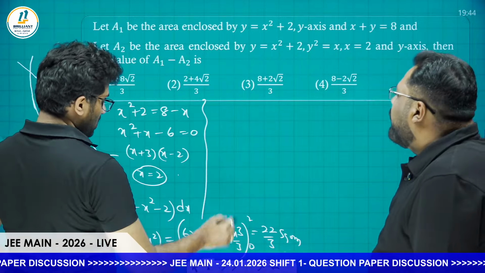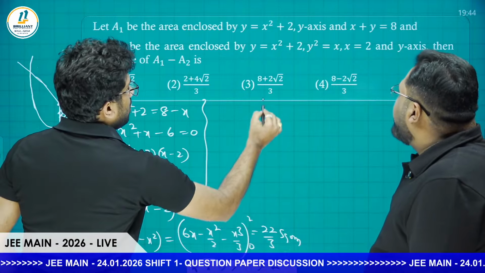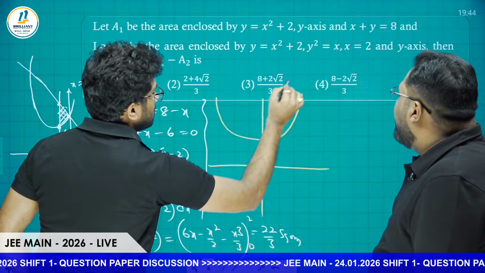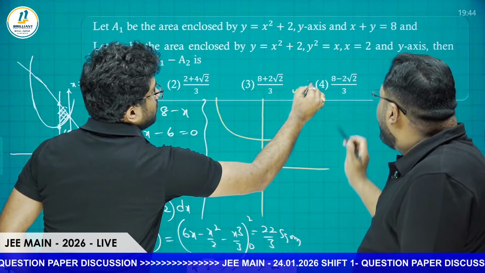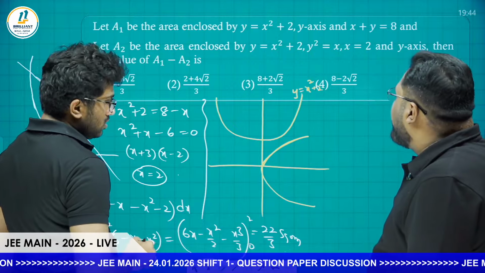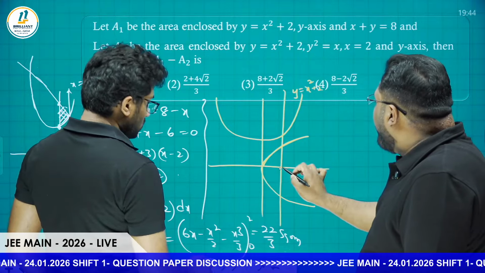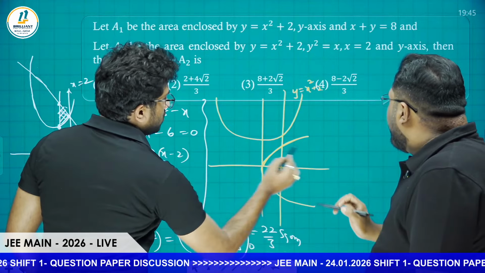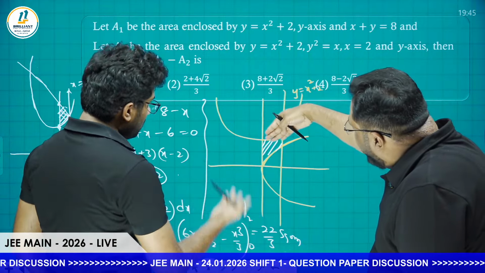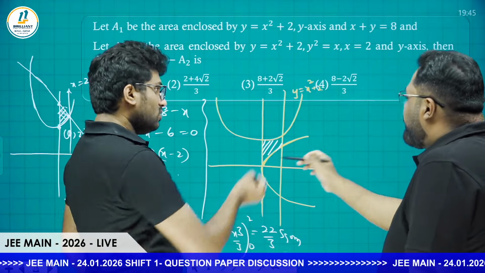In the same way, you can go for A2. If you go for A2, two parabolas. Y is equal to x square plus 2 will be like this, and the other one is y squared equals x, a standard parabola on the x-axis. These two are also going to intersect, with line x equals 2 here. So this is the shaded region. It's under this parabola minus this one. Again, the point of intersection is 0 to 2 already.